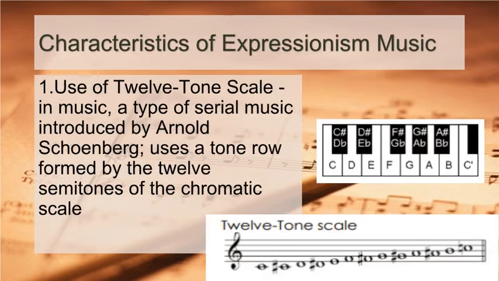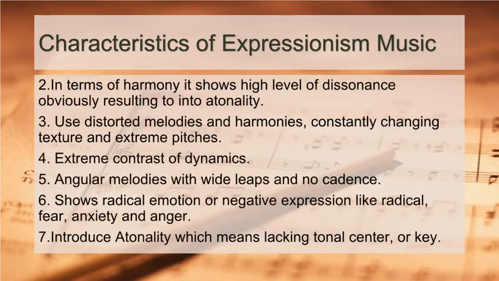Characteristics of Expressionism music. 1. Use of 12-tone scale in music, a type of serial music introduced by Arnold Schoenberg, which uses a tone row formed by the 12 semitones of the chromatic scale, and inverted or backward versions of the row. Synonyms: 12-tone music, 12-tone system. 2. In terms of harmony, it shows a high level of dissonance, obviously resulting in atonality. 3. Use of distorted melodies and harmonies, constantly changing texture and extreme pitches.